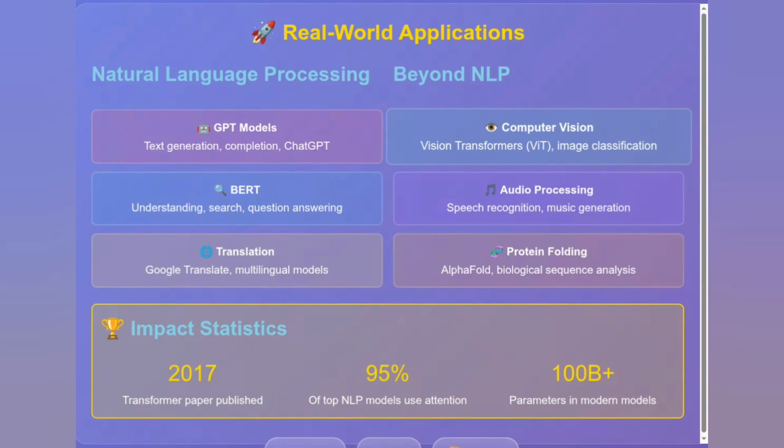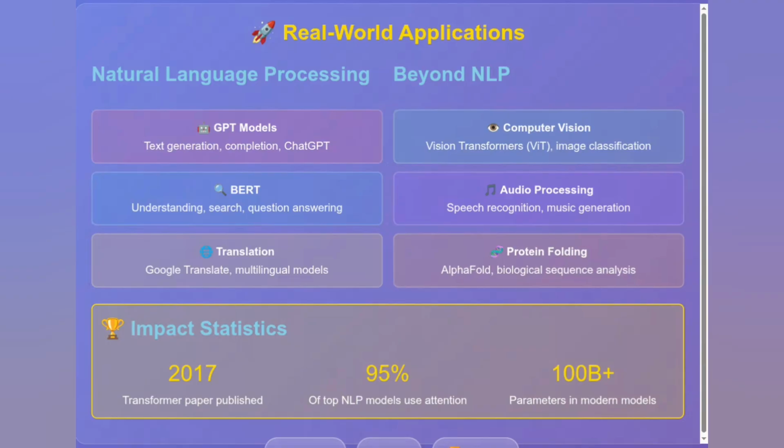But attention went beyond NLP. Computer vision saw vision transformers, or ViTs, challenge CNN dominance. Audio processing benefits from attention in speech recognition and music generation. Even protein folding: AlphaFold uses attention to understand amino acid relationships. Look at these impact statistics.